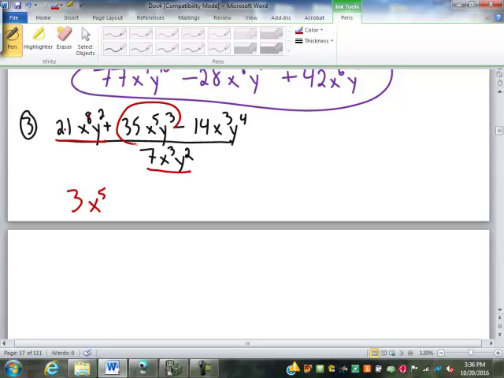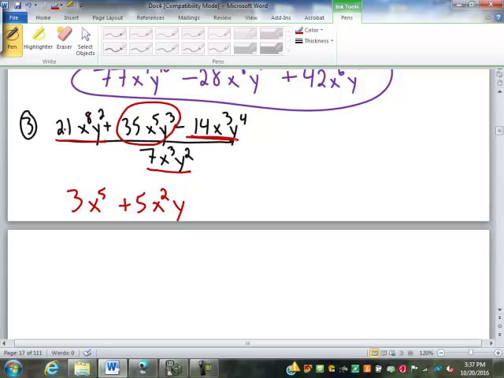Now we have the 35 x to the 5th y to the 3rd divided by 7x to the 3rd y squared. 35 divided by 7, 5. Positive 5, so plus 5. X to the 2. 5 minus 3 is 2. And y, yeah, just y. Y to the 1. 3 minus 2 is 1. So y to the 1 or just y.